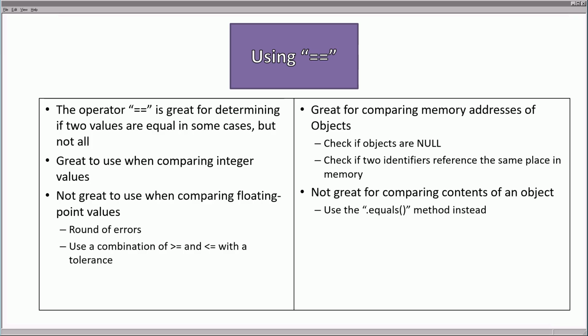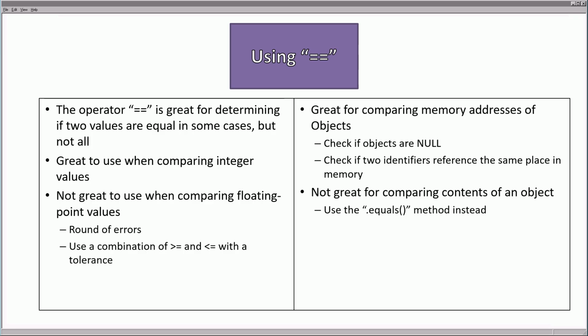It's always a good idea, whenever you're using double values, to use a combination of greater than or equal or less than or equal to with some sort of tolerance. In other words, a plus or minus value. So if it's close enough to the value, then we consider that value to be equal. Also, using double equals is absolutely great when we're comparing memory addresses of objects.